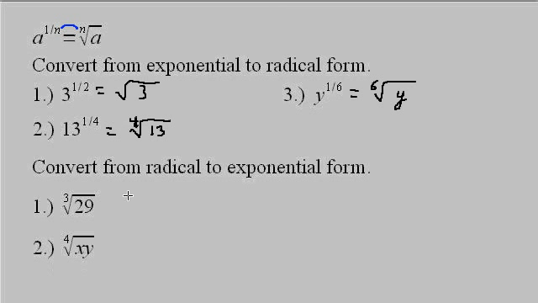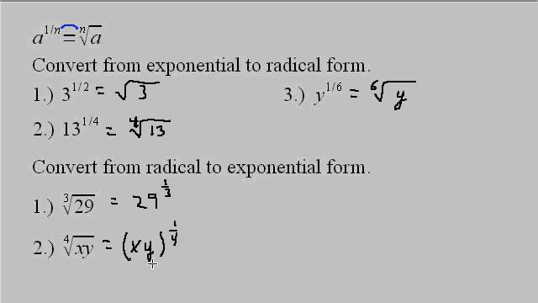Now let's go from radical form to exponential form. You can see here n is 3, and a is 29. So this would be 29 raised to the 1/3. And then this one, the 4th root of xy, well, what's underneath the radical here, this xy, is our a, and 4 is our n. So this would be x times y, and that's all raised to the 1/4 power.